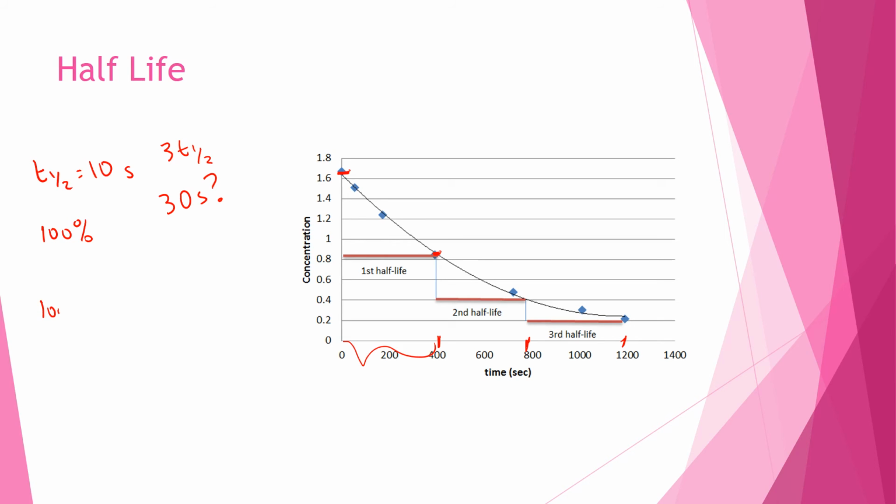So if I have 100%, it's going to have 1 half-life. The arrows represent half-life. 1 half-life is going to have 50% remaining. A second half-life is going to have 25% remaining. And then a third half-life is going to have 12.5% remaining. So that would be my answer.